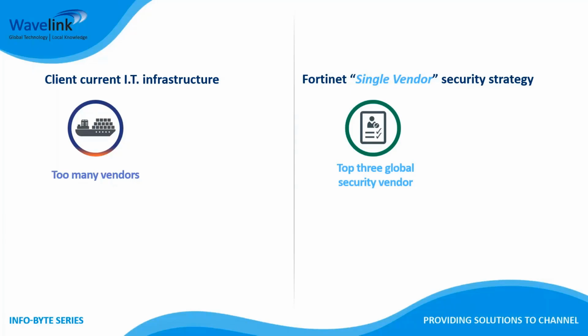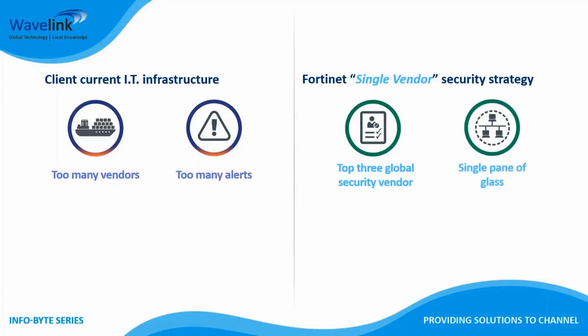And that way, if you look at a single vendor strategy with Fortinet, then you're going with the best. You can get too many alerts when you've got disassociated infrastructure. Having too many alerts means it becomes a boy or girl who cries wolf, and you may not necessarily look to see if it's actually something serious you should follow up.